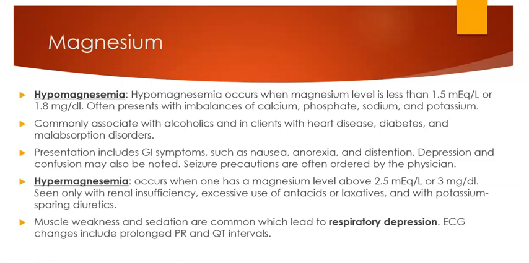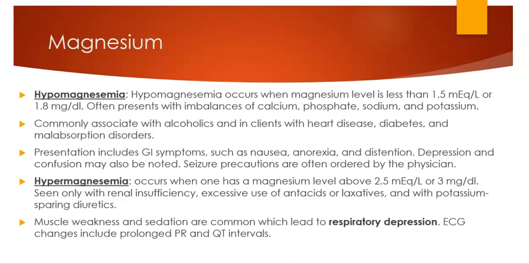All right, magnesium is just another one we think about. Magnesium can be hypo or hyper as well. This is the beauty of any of our electrolytes. They can be too high or too low, or just right in the middle. So hypomagnesemia is less than 1.5. It depends if we're talking about milliequivalents or deciliters. So it can be 1.5 milliequivalents per liter or 1.8 milligrams per deciliter. Just depends on what they're talking about. Either way, we know patients who are alcoholics or have heart disease, diabetes, things like that, can have hypomagnesemia.